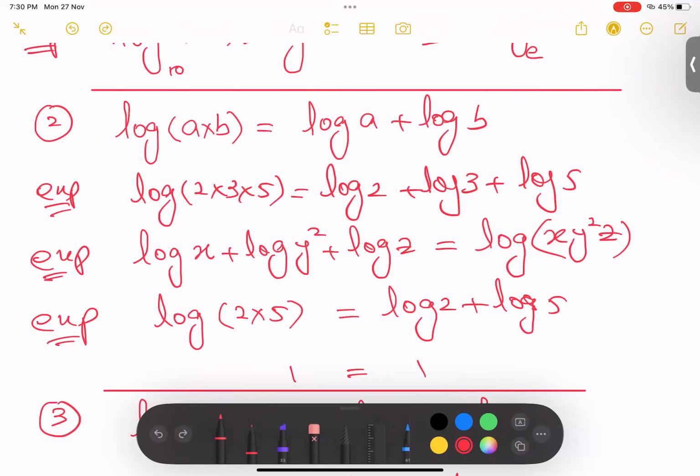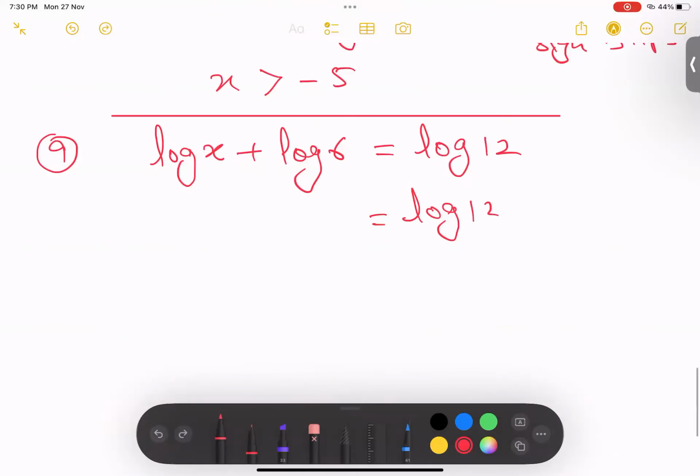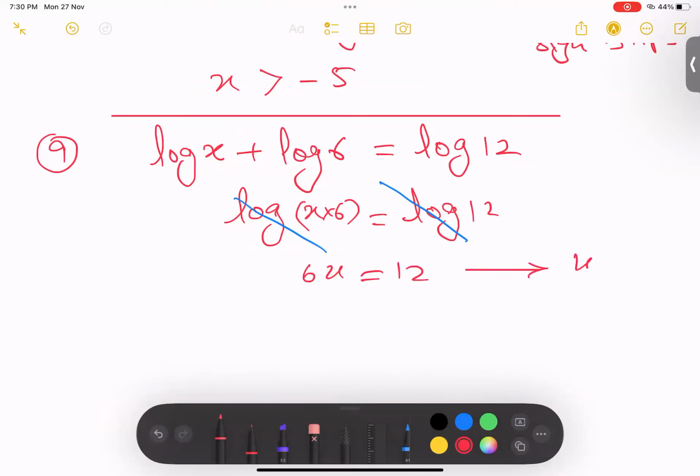Sorry, right to left. So A and B will multiply. Same property I'm going to apply here. It means due to the plus sign, we write one logarithm and this x and 6 will multiply like this, x times 6. And now I'm eligible to cancel log on both ends. So now 6x equals 12 and x becomes 2.